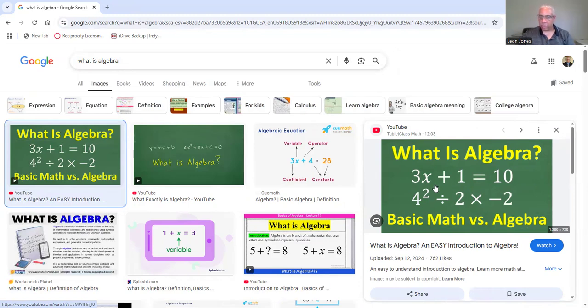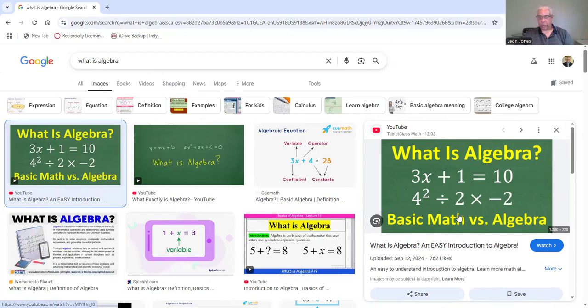Well, algebraically, we're going to do some manipulation. We're going to subtract 1 from both sides, and I get 3x equals 9. Then I solve for x by dividing both sides by 3, and I get 3. To check that you did the equation right, you plug 3 back into the equation: 3 times 3 is 9, plus 1 equals 10.